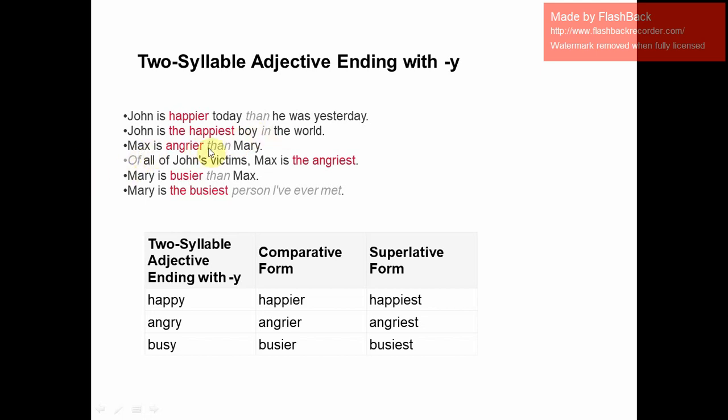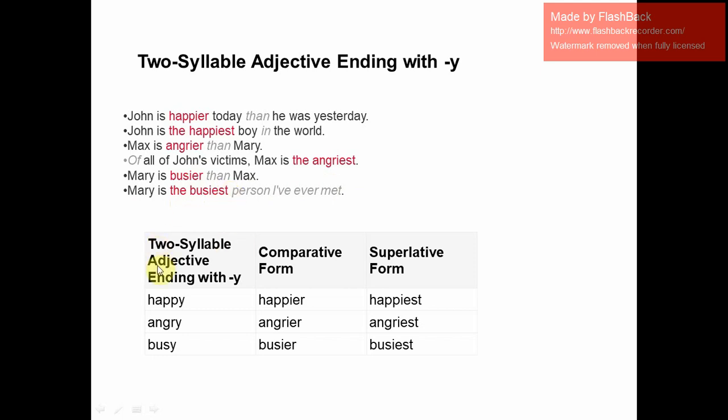Max is angrier than Mary. Here angry ends in y, so I have to change the y into i, then I add er. Of all of Joan's victims, Max is angriest. Okay, Mary is busier than Max. The same, busy is a two-syllable adjective ending in y, so I have to change the y into i, then I add er. Mary is the busiest person I have ever met. Okay, also I have to change the y into i, then I add est.